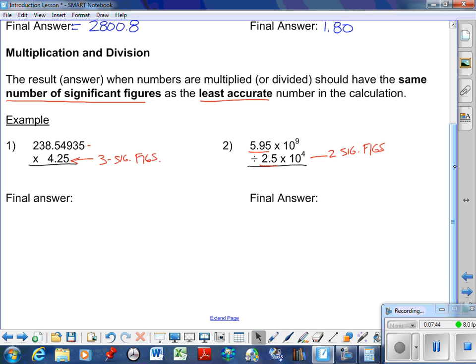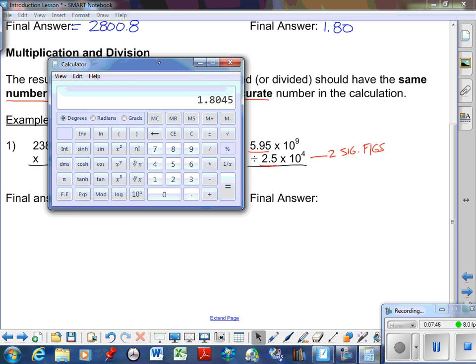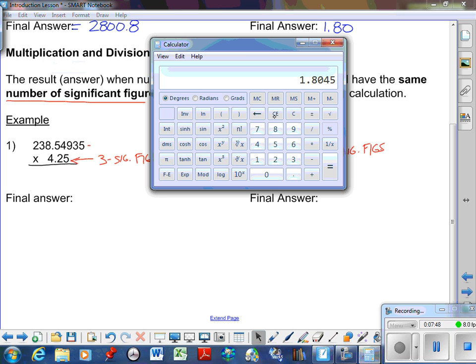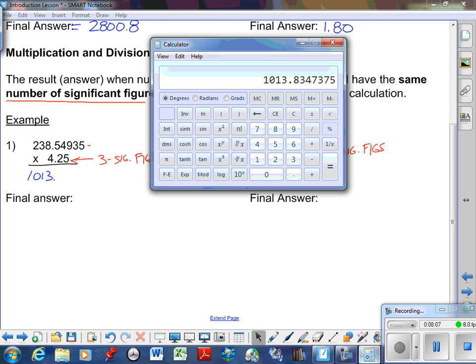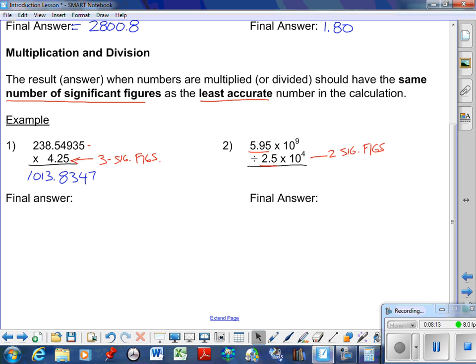All right. So now we go ahead and we do the multiplication to get one answer, and then we kind of clean it up in the end. So we have 238.54935. Multiply that by 4.25, and the answer is that large number there. So 1013 decimal 83478.